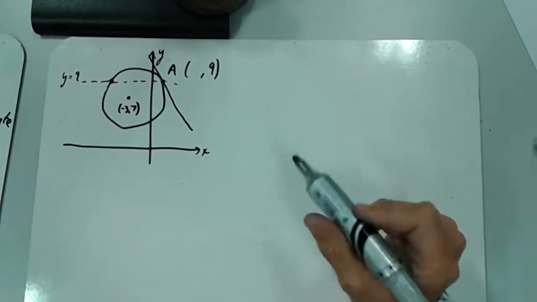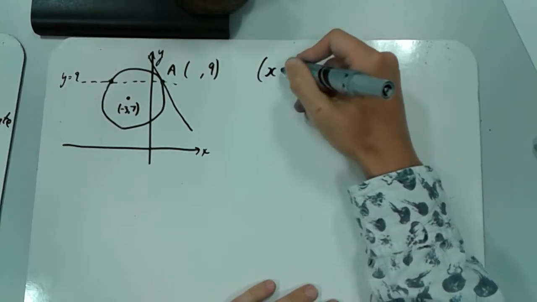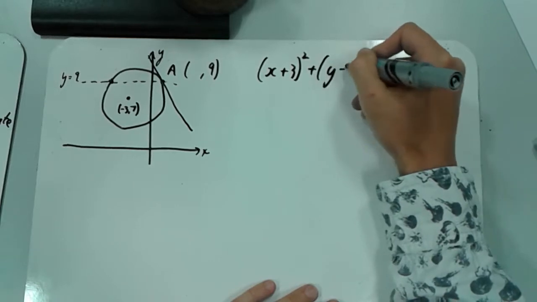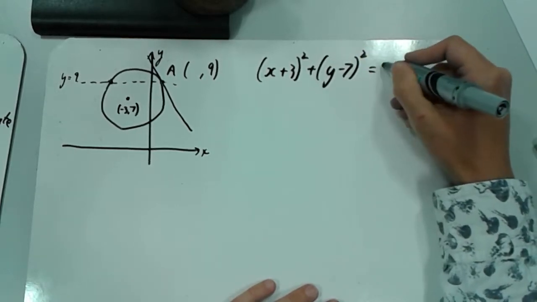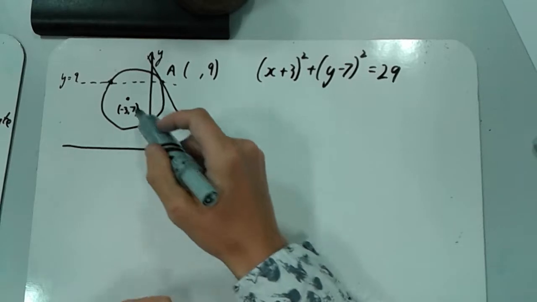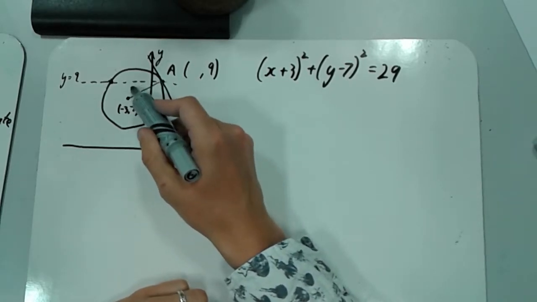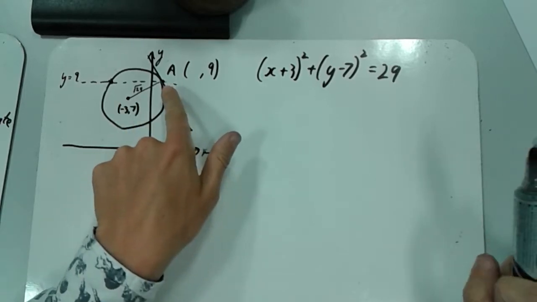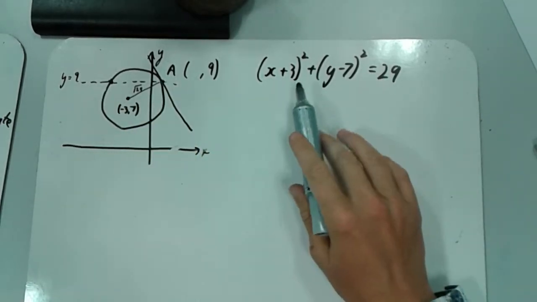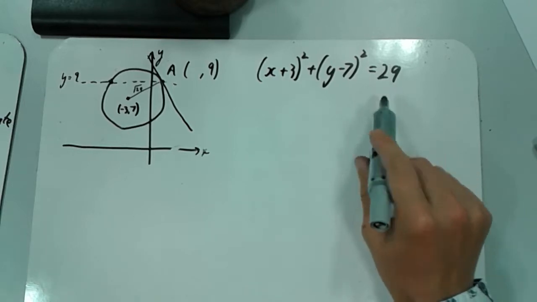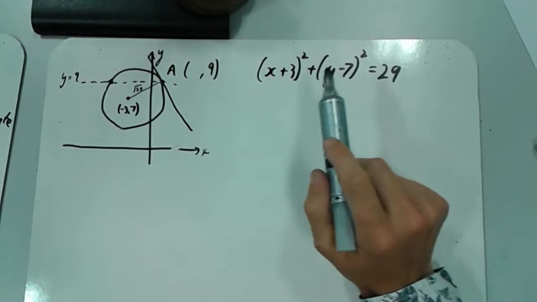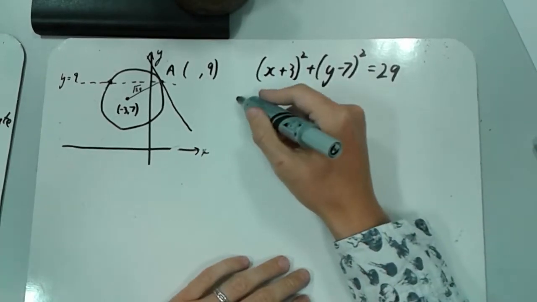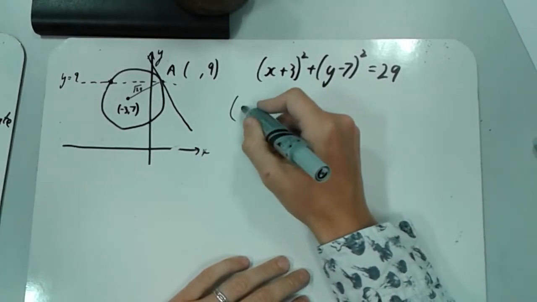So, we know the equation of this circle was (x + 3)² + (y − 7)² = 29. Let's just draw that radius on. Maybe we'll need it later. Always worth drawing a radius to a sensible, useful point. Okay, so we know that that is root 29. And we know that the point A is on our circle, so it must satisfy this equation. Therefore, we can substitute our value of 9 in.